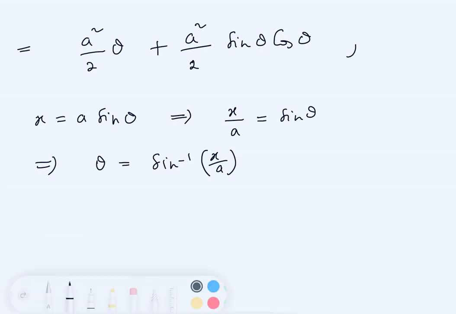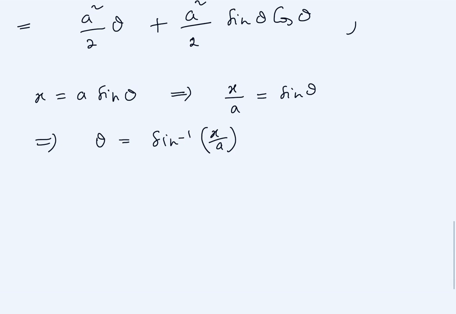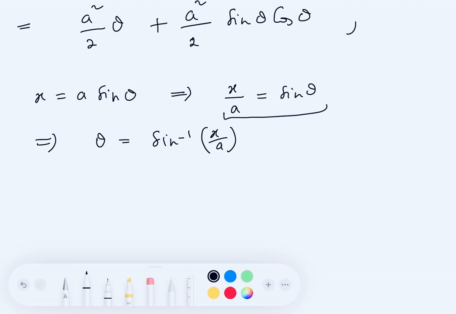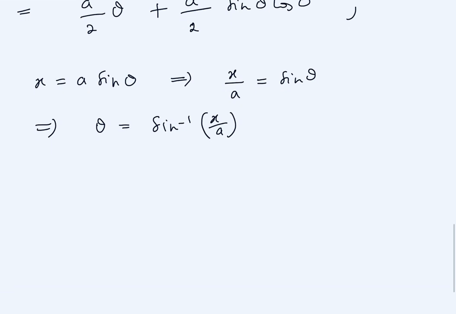Now, if you look at sine theta, we already have it in terms of x. We've shown that sine theta is equal to x over a. So we're going to replace sine theta with x over a. But what about cos theta? How do we write cos theta in terms of x?